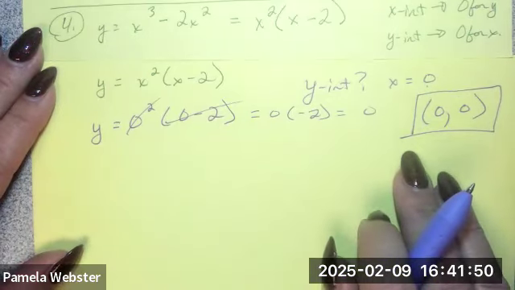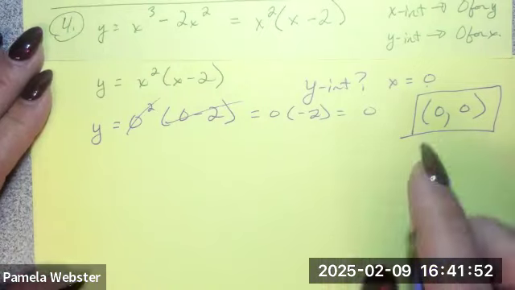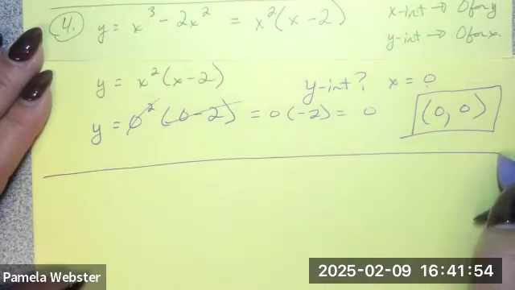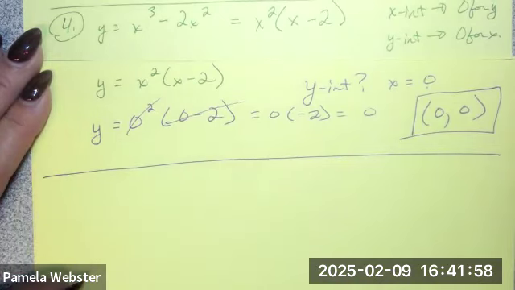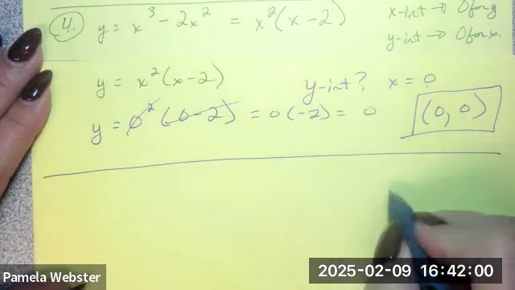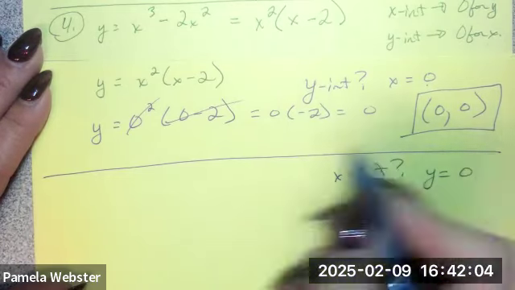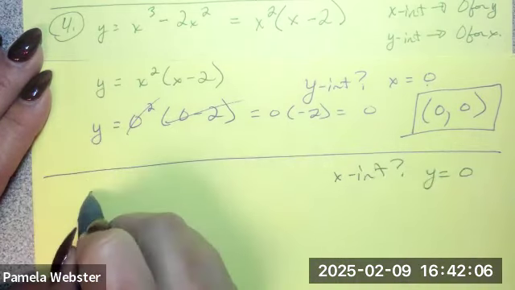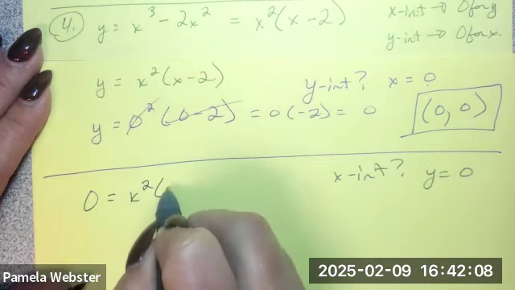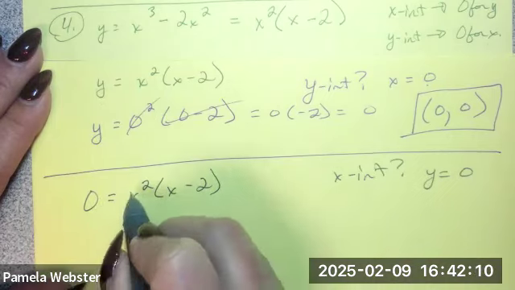It also happens to be an x-intercept, right? And we'll see it again here in a second whenever we do the x-intercept. So just be aware of that. All right, so how do we do that for the x-intercepts? Again, plug in y equals 0. So this part over here, 0 equals x squared times x minus 2.